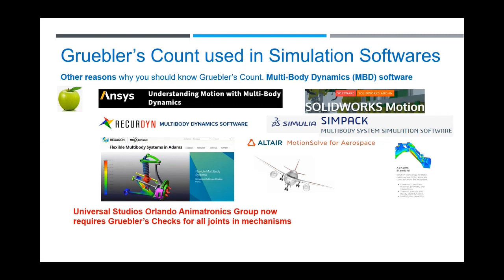And then I taught this class to the Universal Studio team, and they liked it so much that they ended up putting it into their animatronics requirements. They said, if you do any animatronics work for Universal Studios, you have to verify the joints using Gruebler's count or something similar, which is basically Gruebler's. So I think the timing is funny because I think some of the guys on here just got that request from Universal. There you go.